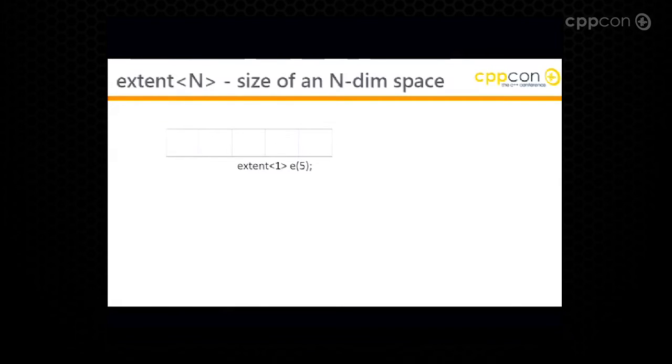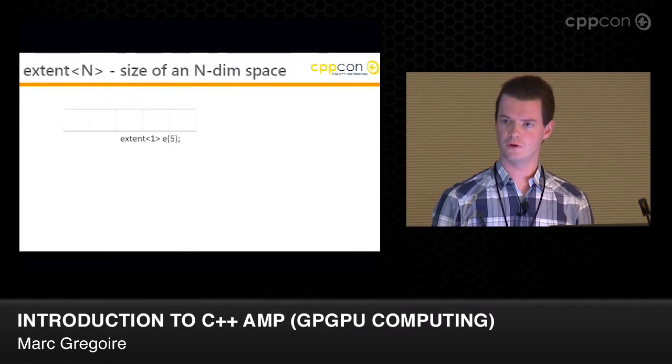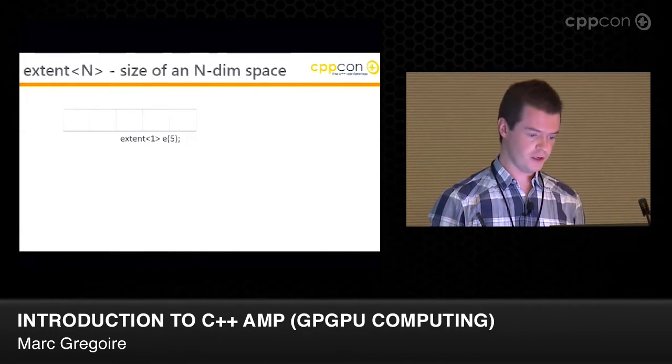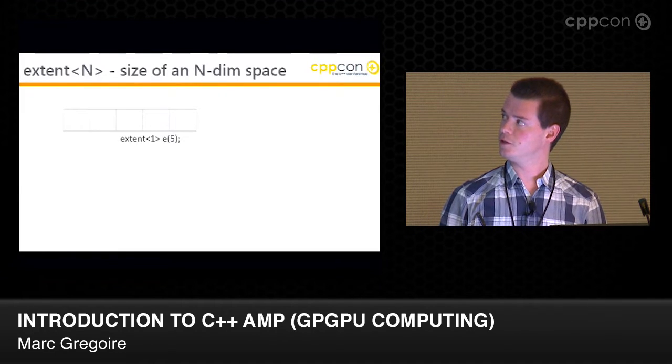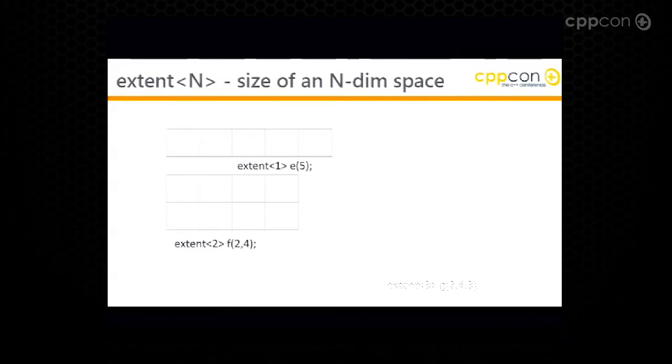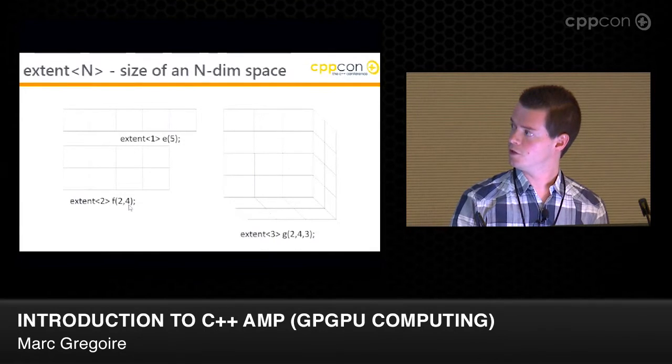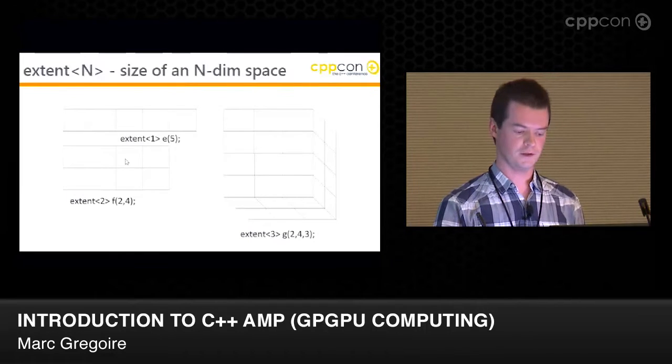Here is a graphical representation of the extent class. So extent represents the size of your space. It's an n-dimensional space. So I'll give 3 examples. This one is a 1-dimensional extent of size 5. You have a 2-dimensional one there and a 3-dimensional one on the right. And you see they are dense in the least significant dimension. So the least significant dimension is a 4 here. You see the 4, they are next to each other, so it's dense in that dimension.